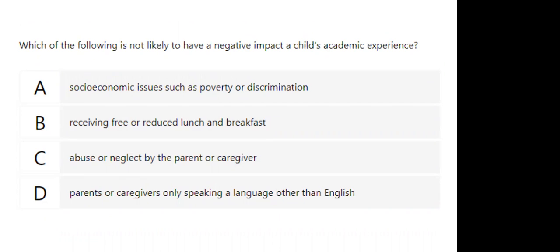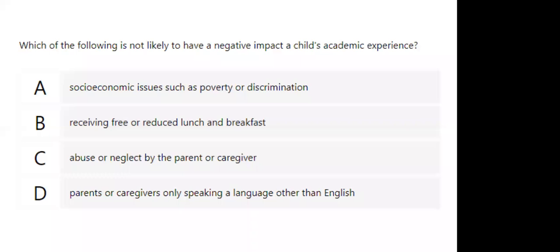Which of the following is not likely to have a negative impact on a child's academic experience? Which one is not likely? So that means that there might be a chance that all of these would have a negative impact on a child's academic experience, but which one is not so likely to have had a negative impact on whether a child is learning or not in the classroom?